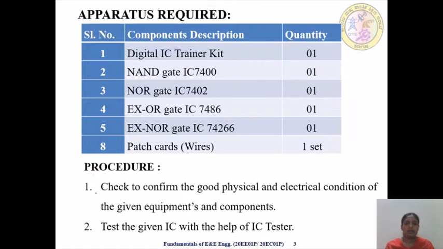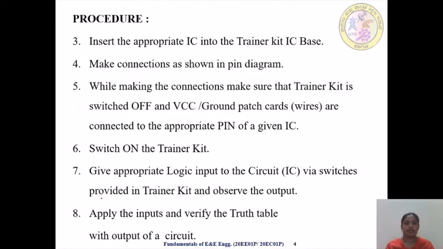Procedure: check to confirm the good physical and electrical condition of the given equipment and components. Next, test the given IC with the help of an IC tester. Insert the appropriate IC into the trainer kit IC base. Make the connections as shown in the pin diagram. While making the connections, make sure that the trainer kit is switched off and VCC, ground, patch cords or wires are connected to the appropriate pins of the given IC.